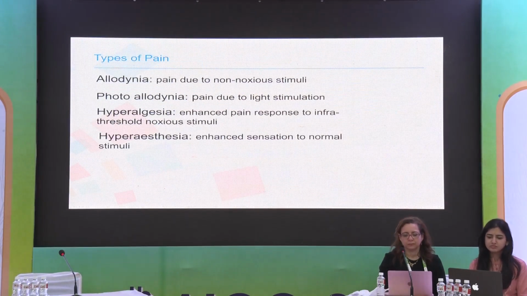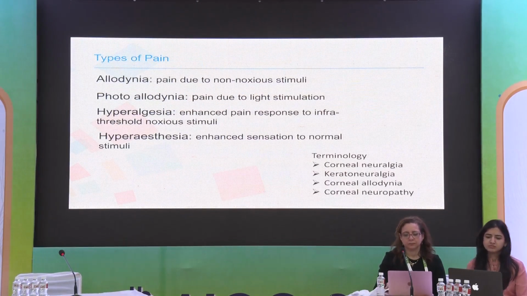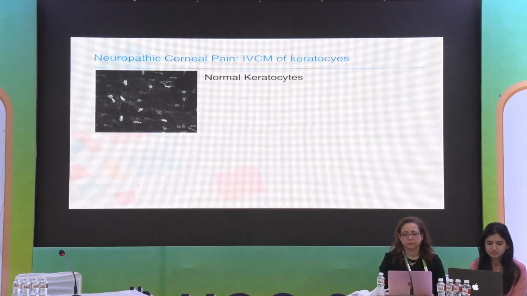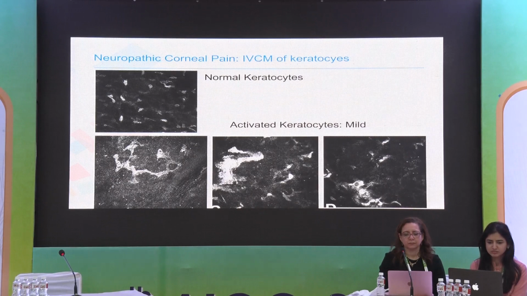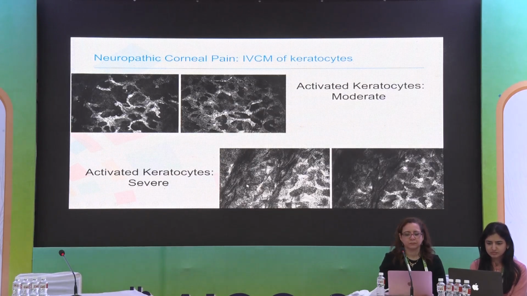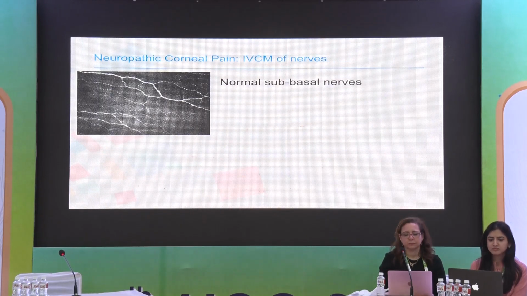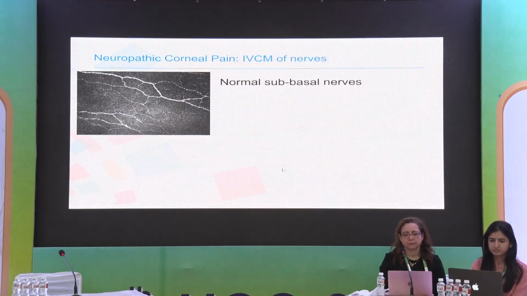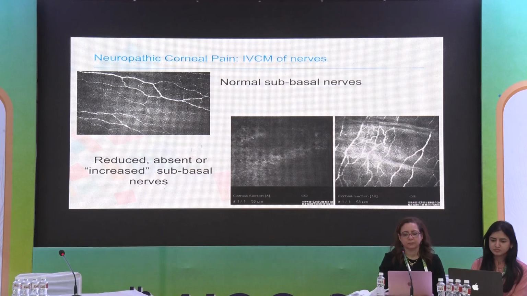So different terms are used to describe corneal pain, but the underlying feature of this neuropathic pain, pain without stain, is the activated keratocytes, which may be again mild, moderate, or severe, and you can see a lot of activation of keratocytes compared to that, which is moderate. This is severe, but interestingly, the subbasal nerve plexus can be either completely absent or reduced or hyper-regenerated nerves.